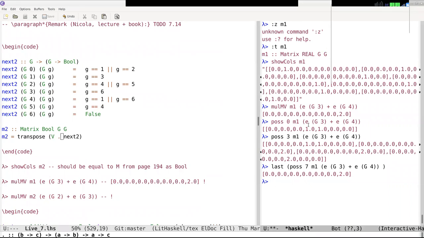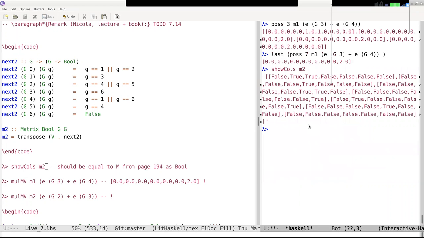So let's have a look again, sorry, at the columns of M2. These should be the columns of the matrix that you have in the text with true instead of one and false instead of zero. But let's take, for instance, now the matrix vector multiplication of this M2 starting from the nodes two and three.